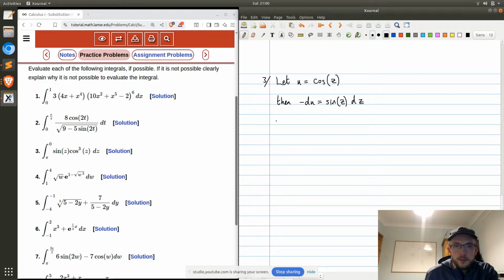So remember this says z equals pi, z equals 0. Now, if z equals pi, what does that mean? According to this up here, that means, well, it's cosine of pi, which is -1.